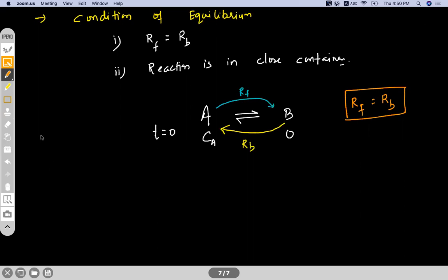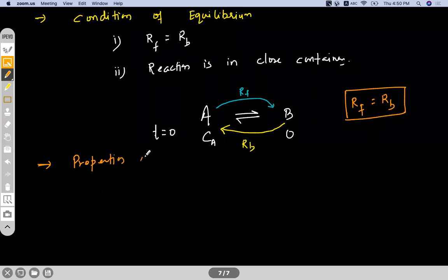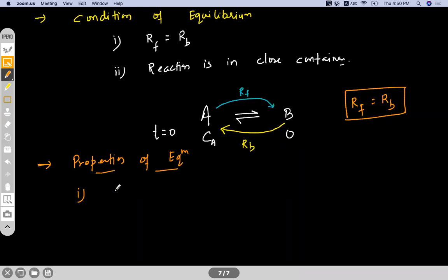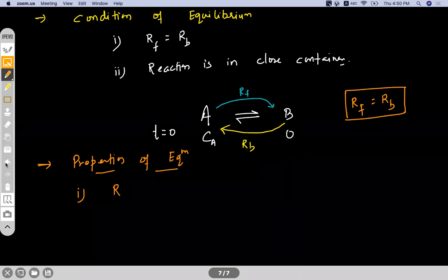So these are the few properties you must keep in mind with respect to equilibrium. Write down. The reaction never stops at equilibrium.